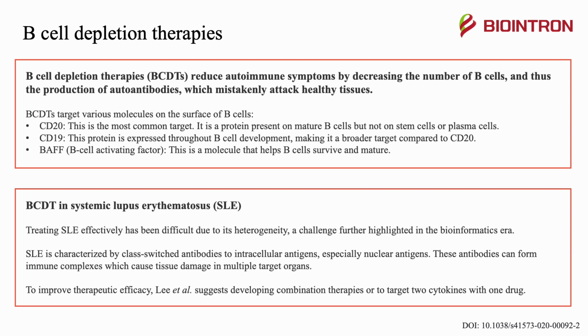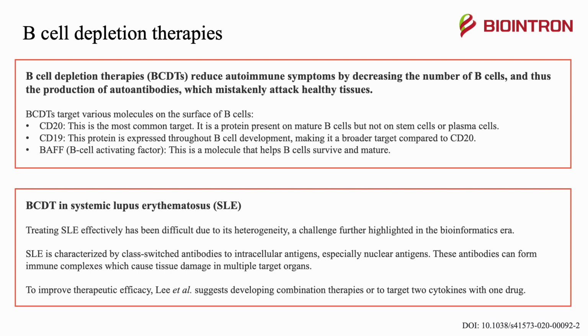Let's dive into an example of more specific therapies. B-cell depletion therapies, or BCDTs, reduce autoimmune symptoms by decreasing the number of B cells and thus the production of autoantibodies, which can mistakenly attack healthy tissues.